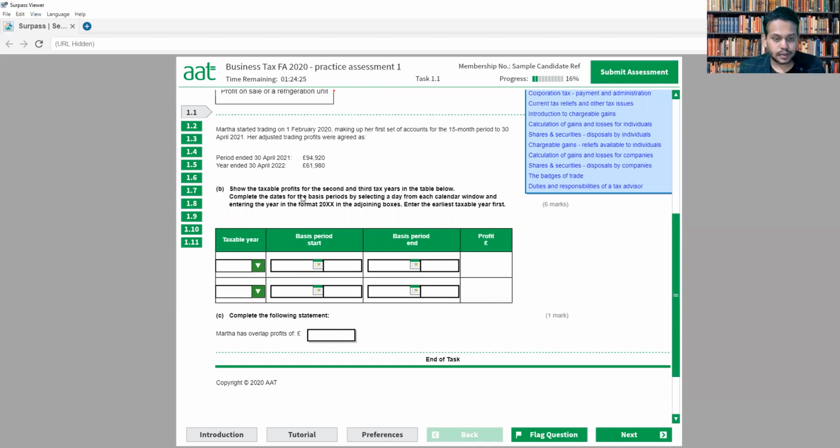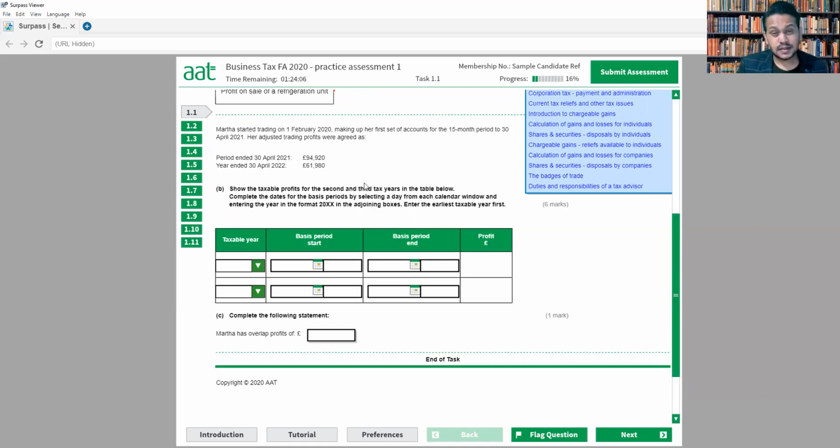Show the taxable profit for the second year and the third year. So they're asking for the second year and the third year, not the first year. In the table below, complete the date and how much you need to pay on the calendar year. Okay, so it's not a big deal. Just need to find the basis period.